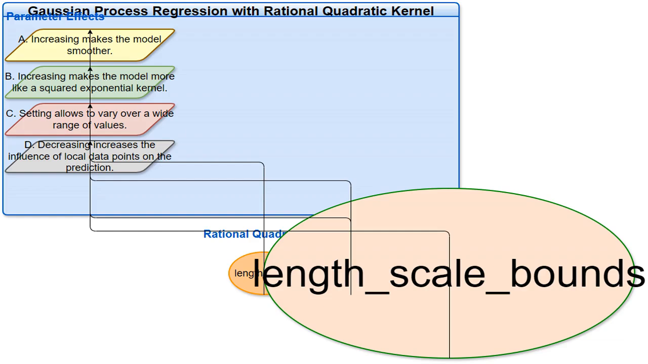These values set the limits for the length_scale parameter during optimization. The example, 1e5, means the length_scale can range from a very small value, 0.00001, to a very large value, 100,000. Think of it as giving the algorithm a search space for the optimal length_scale.